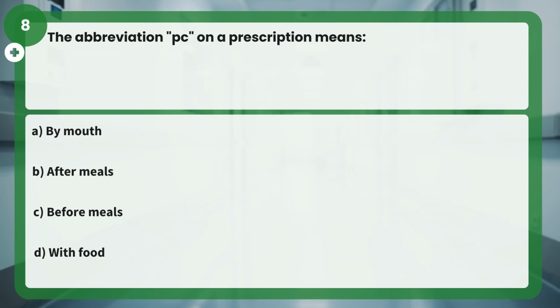Question 8. The abbreviation PC on a prescription means: A. By mouth. B. After meals. C. Before meals. D. With food.